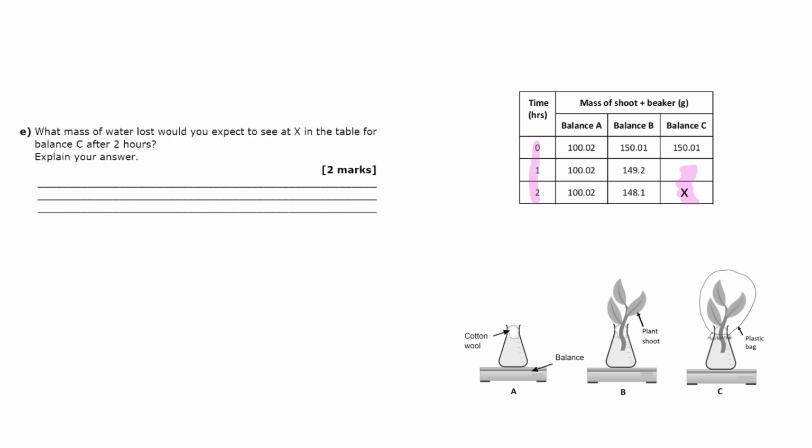Okay, so part E. What mass of water loss would you expect to see at X in the table for balance C after 2 hours? Explain your answer. Because we're explaining our answer, we have to give reasons why. This type of question is asking you to predict the results or predict the outcome of an experiment. So what would we expect to see at X in the table? So we need to predict a number, a mass.